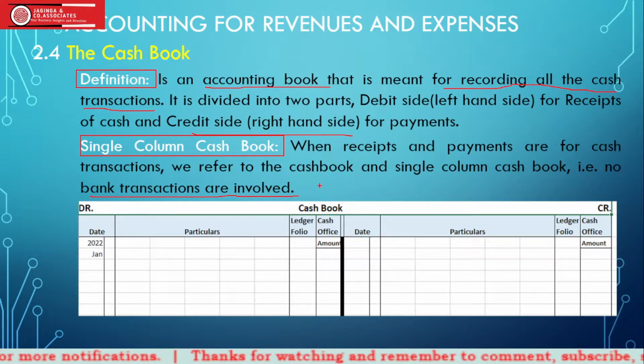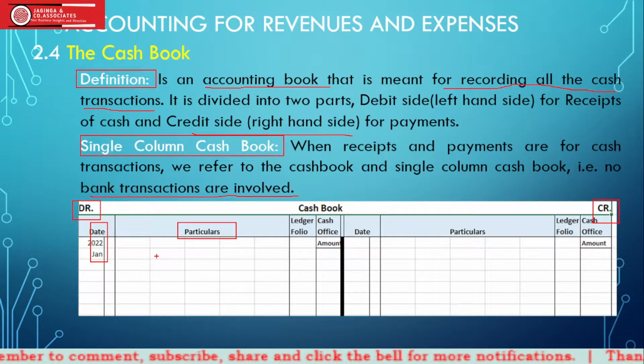And then down here we have a single column cash book. So we have the debit side and the credit side, and then we also have the date column. We have a particulars column, which is where we put the details of the cash transaction. And then we have the ledger folio.